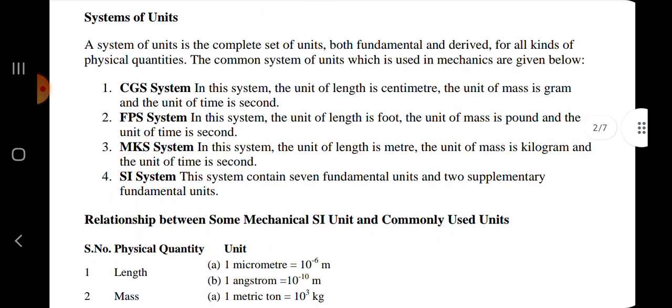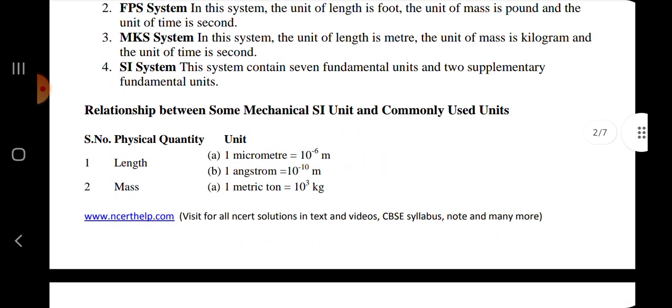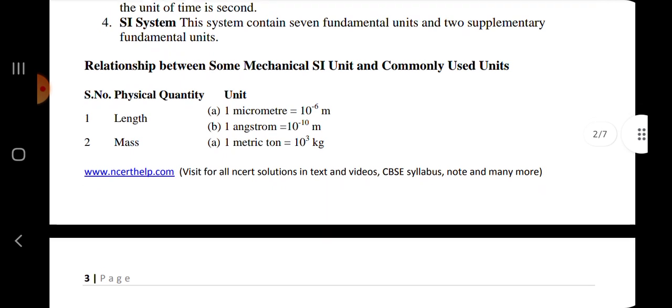Then systems of units. CGS, in which the unit of length is centimeter, mass is gram, and the unit of time is second. FPS: unit of length is foot, unit of mass is pound, and the unit of time is second. MKS: unit of length meter, unit of mass kilogram, and unit of time second. SI system: this system contains 7 fundamental units and 2 supplementary fundamental units.